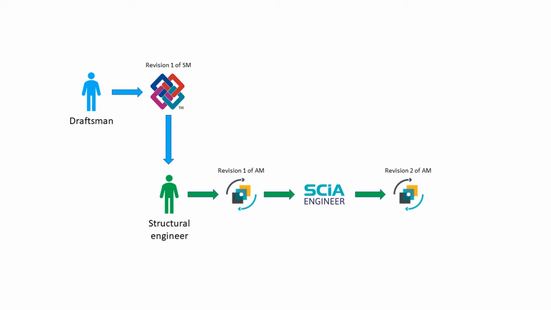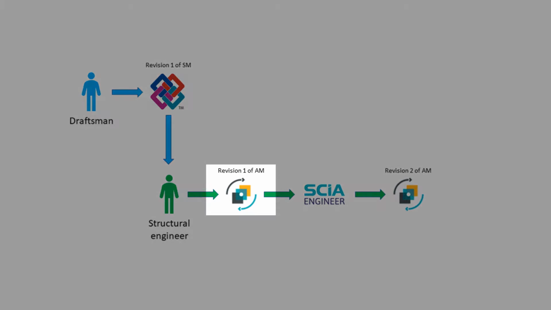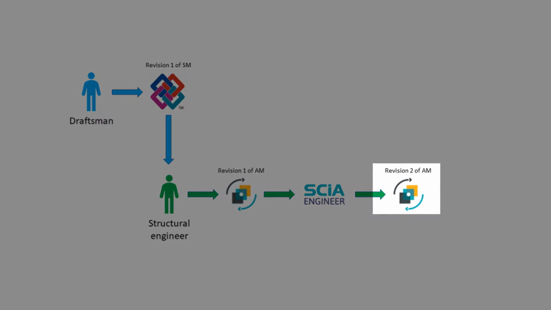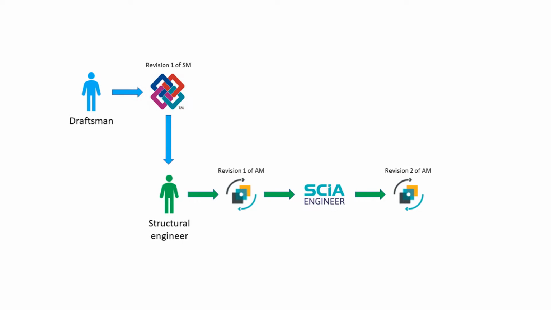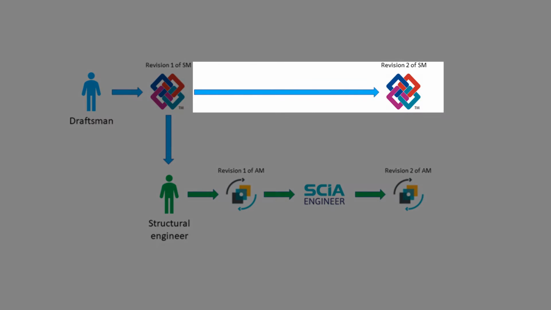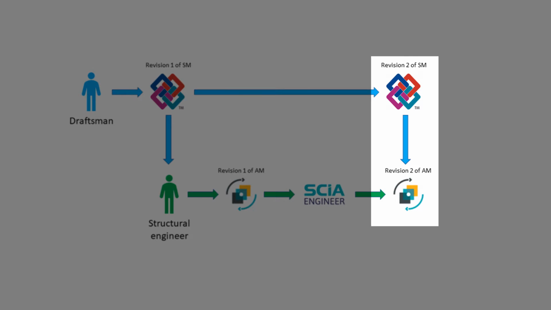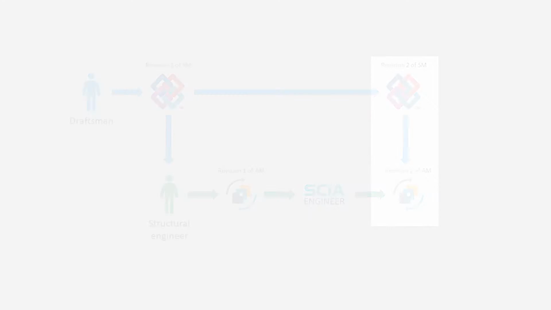Now, we have two revisions of the analysis model in the AutoConverter. Revision 1 is coming from the structural model from the draftsman, and then we have revision 2, which is the adjusted analysis model from SCIA Engineer, where we've added loads and boundary conditions. However, in the meantime, the draftsman was doing his work as well, and he made some changes to the structural model. It is our task now to take those changes and apply them to our analysis model.